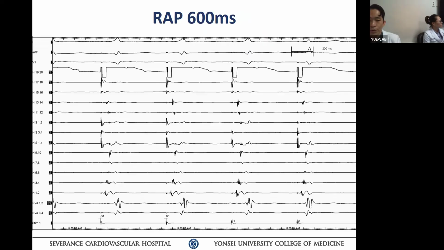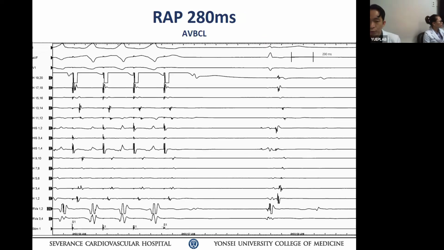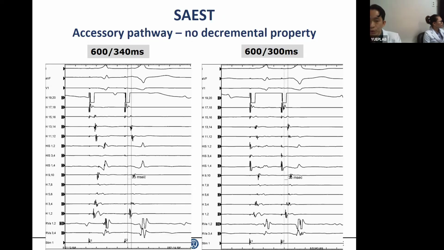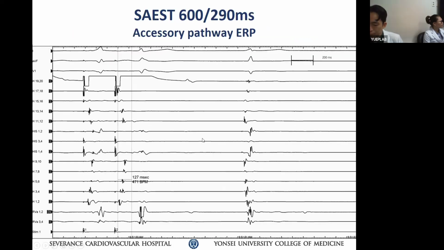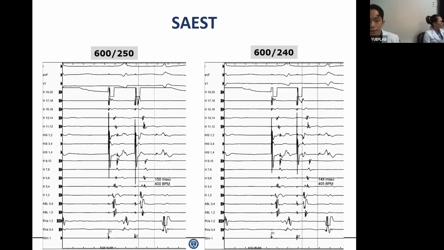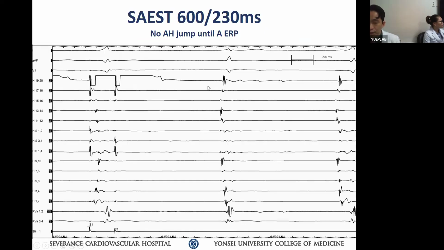We start the pacing in 20 milliseconds was a visual upside frames. And during single atrial extrastimulus test, it seems there's no perimeter property in surgery. 690 milliseconds was accessible to ERP. There are still the test. There's no AH jump until AERP.